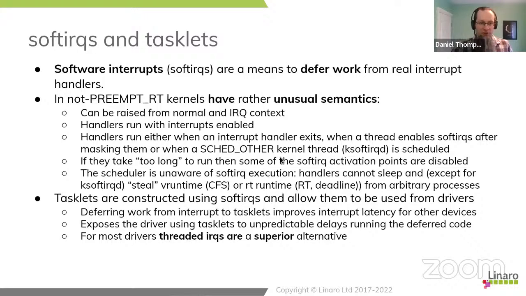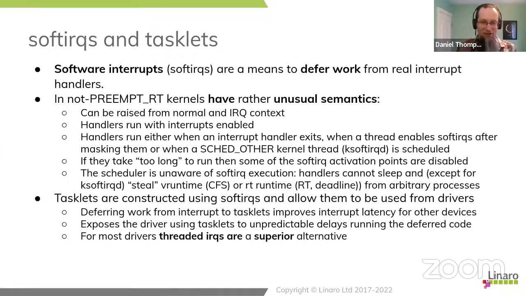The other thing about soft IRQs is the scheduler is completely unaware of them. So you can't sleep from a soft IRQ because the scheduler is unaware of it. And more than that, soft IRQs steal vruntime. So CFS is doing its best to be fair, but if a process has half of its CPU time stolen by soft IRQs, that's tough. It will still get knocked off the CPU. Likewise, it is consuming the period from your... sorry, the period? Yeah, it's the runtime. It's consuming the runtime from your deadline task.